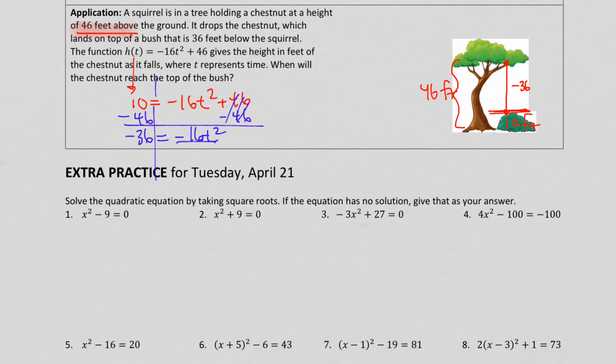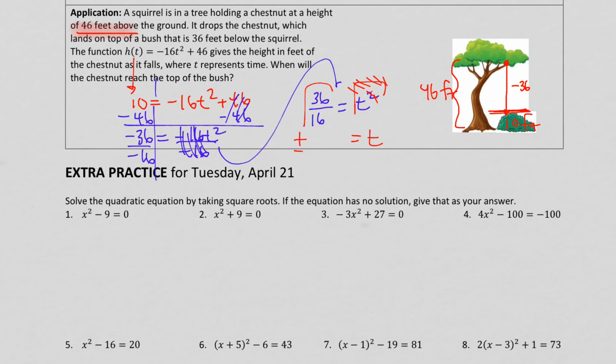Next, I'll divide by negative 16 on both sides. So that cancels, and I end up getting negative 36 divided by negative 16. But a negative divided by a negative is a positive, so I get 36 over 16 equals t squared. At this point, having t squared isolated, I can take the square root of both sides. So remember, two things happen: the square root cancels the square, and then I have to account for the plus and minus cases.